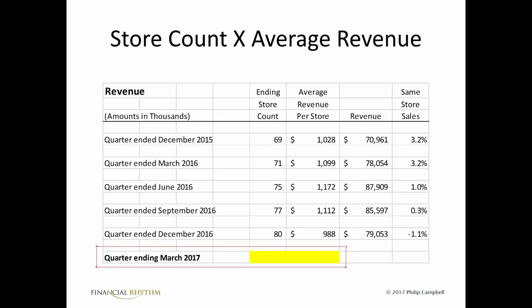In the March 2016 quarter, they added 2 stores, and the average went up some. Then in the June quarter of 16, they added 4 stores. Then in the September quarter, they added 2. They've been on a pace to do 12, 13, 14 or so every year. So that's roughly 3 to 4 stores, anywhere from 2 to 4 stores a quarter.